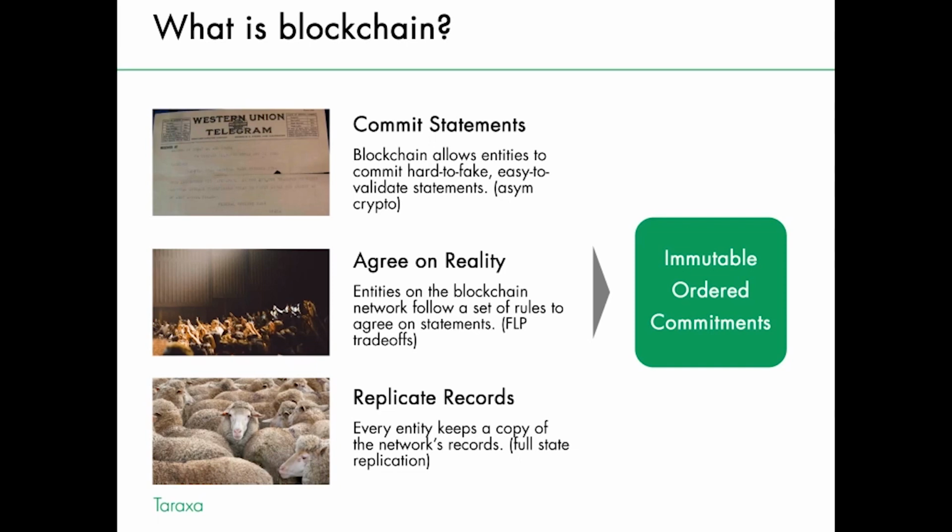Part of the agreement on reality is that you have to have things in the correct order. And commitments, of course, come from asymmetric cryptography. So immutable ordered commitments sounds simple, but it actually does a lot of interesting things.